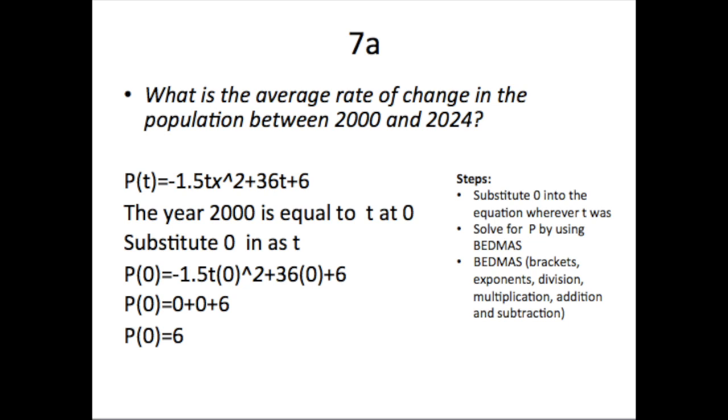Now we use that 0 that we just solved for and put it into the equation as t. This we will be doing using the substitution method. So now you just solve the equation using BEDMAS. We know that 0 squared is 0, and we know that anything times 0 is 0. So we can automatically cross out the 1.5t squared and the 36t, because we know that both their values will be 0. Then all we have to do is add 6. So there you have solved for it. P of 0 is equal to 6. This means that in 2000 there are 6,000 people.